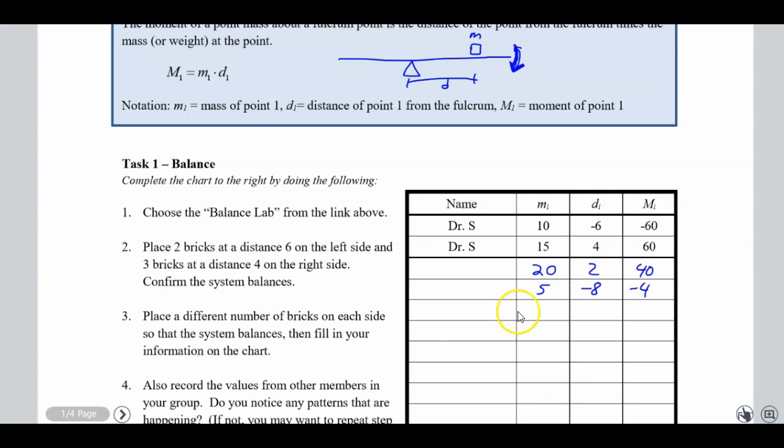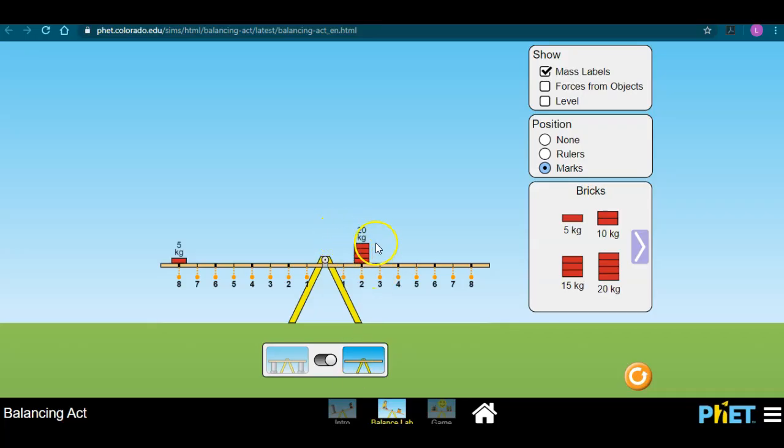So here's one scenario where you have 20 at a distance 2, that gives me a moment of 40, 5 at a distance -8, that gives me a negative, that should be 40 right there. And if you want to view what that looks like, here we have it. So 20 at a distance 2, 5 at a distance -8, but moments of 40 on both sides.